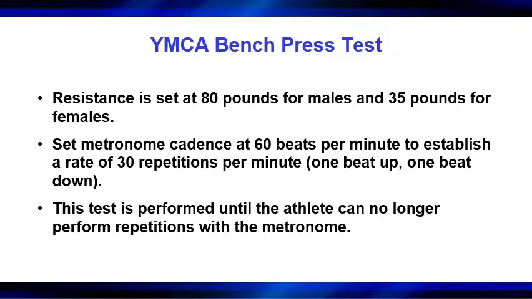The YMCA bench press test. I haven't seen this one used a whole lot. This is another one where you use a metronome. Resistance is set at 80 pounds for males, 35 pounds for females. They set the metronome to a cadence of 60 beats per minute just to establish a rate of 30 repetitions per minute. So basically, it beats once, you go down, beats again, you go up, and you just do it based on that. You don't want to just go and do reps as fast as you can. You have to control your cadence. And again, the test is performed until the athlete can no longer perform any repetitions.